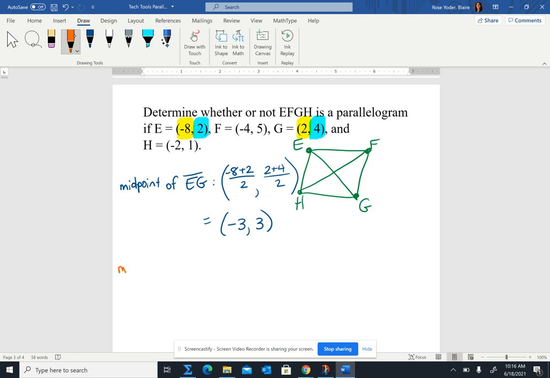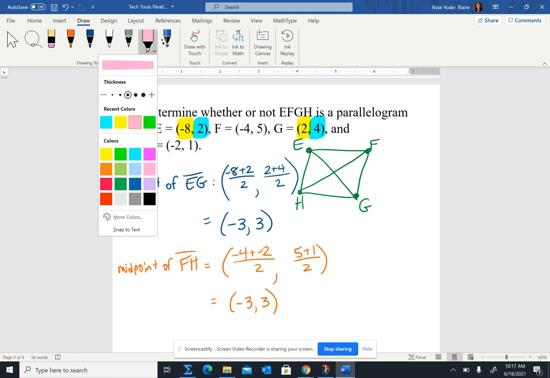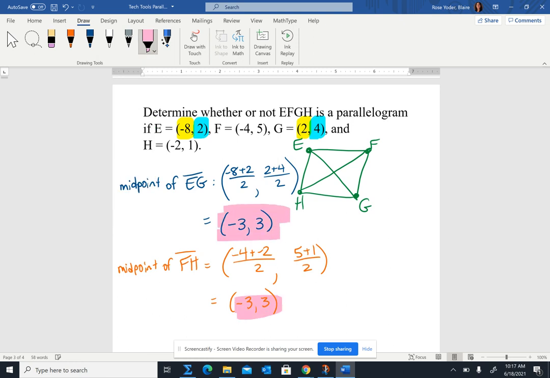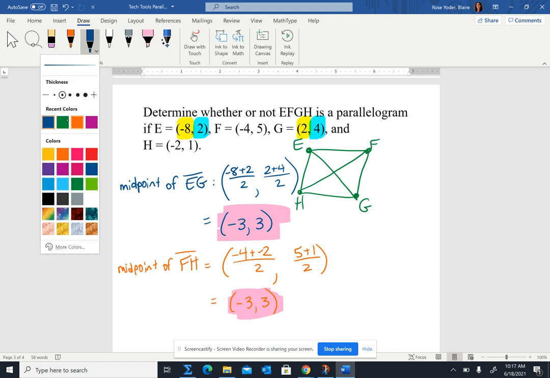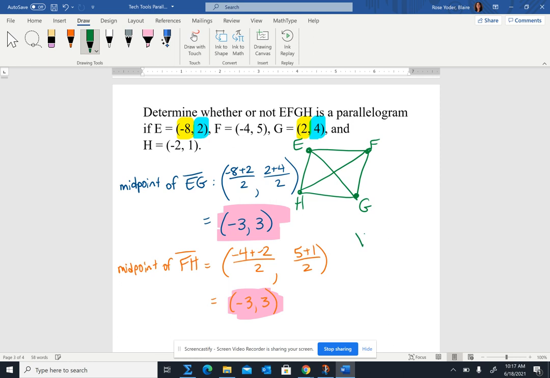Let's try to do the exact same thing to find the midpoint of FH. I'm going to take the x coordinates, -4 and -2. I'm going to add them up and divide by 2. Then I'm going to take the y coordinates of 5 and 1, add them up and divide by 2. -6 divided by 2 is -3, and 6 divided by 2 is 3. So do the diagonals have the same midpoint? Yes, they do. So is this quadrilateral a parallelogram? Yes, because diagonals bisect each other.